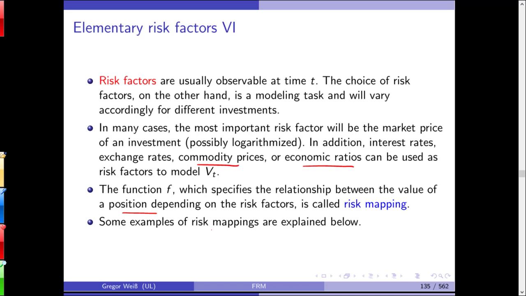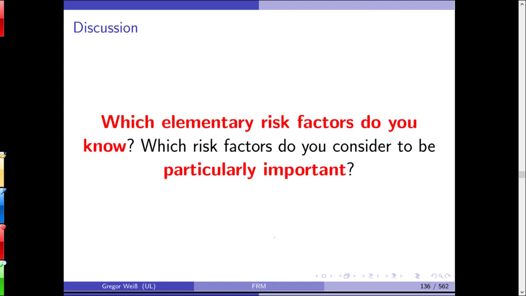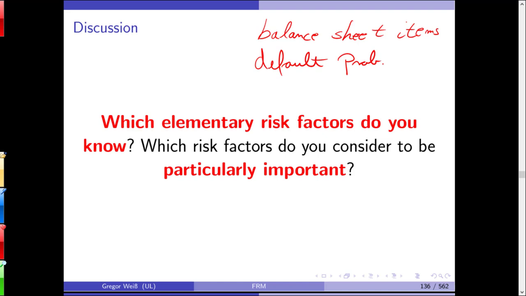And it could be that the risk mapping is a little bit easier, it could be more complex, depends on the risk modeling. And we now have some examples of risk mappings. First of all, do we know any other risk factors besides prices, exchange rates, interest rates, something else? For example, balance sheet items, in credit risk, obviously, default probabilities, and everything else that is driving real estate investment prices. For example, with the real estate investments, it could be that the general housing prices have an influence on the particular value of this investment.